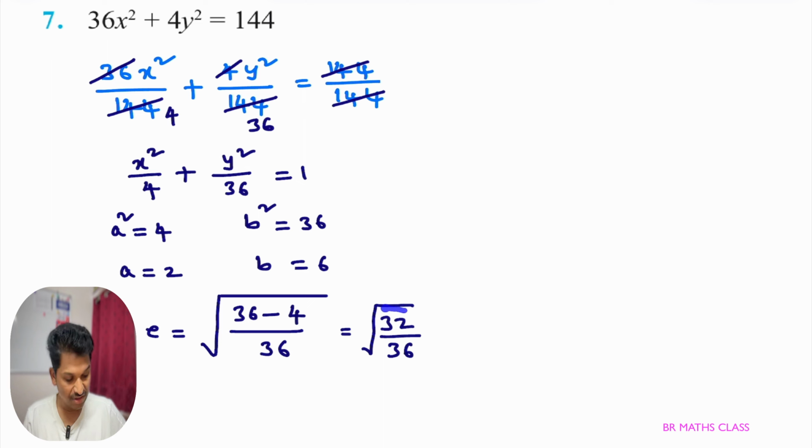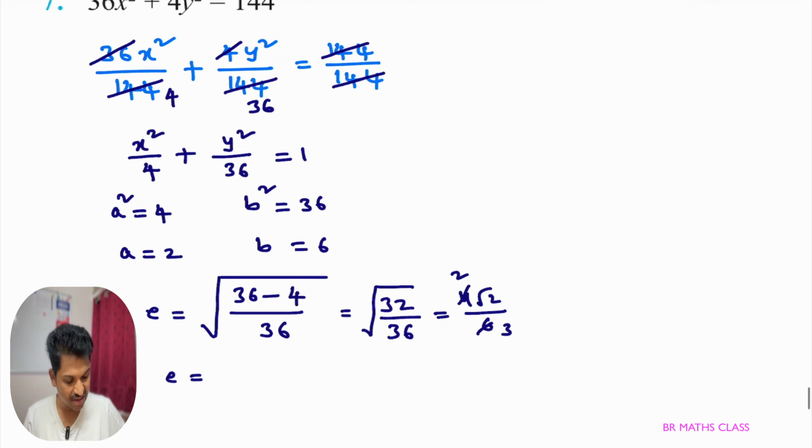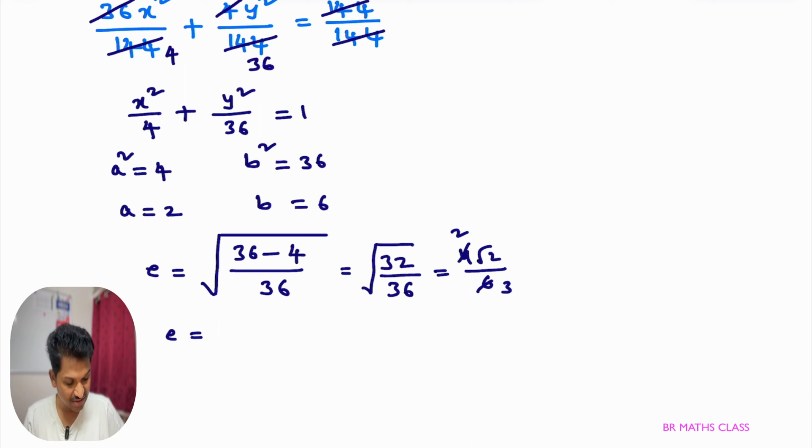This 32 is there, na? This 32 can be written as 16 into 2. So, root 16 is what? Root 16 is 4. This is 4 root 2. So, what will you get here? This is 4 root 2 divided by root 36, which is 6. Now, 2 table, in this 2 times, in this 3 times. So, finally, what did you get for eccentricity? We got that eccentricity is 2 root 2 divided by 3. So, 3 main values we got: A value, B value, eccentricity.